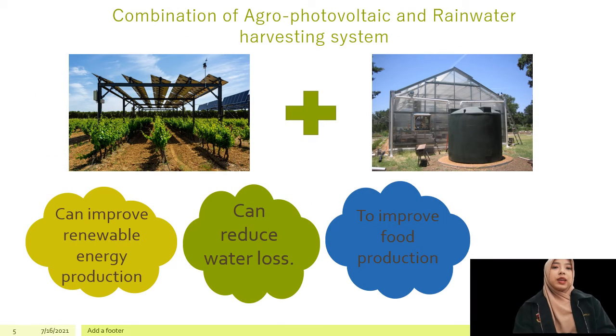So, the combination of agro-photovoltaic and rainwater harvesting system in one design can improve renewable energy production, reduce water loss and also improve food production.